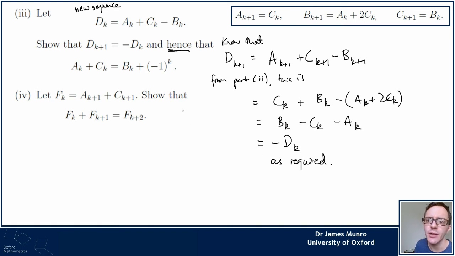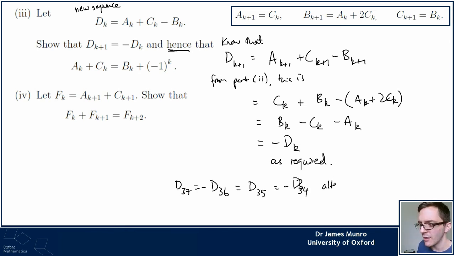To check that we've understood this fact about d_{k+1} being minus d_k. So, for example, d37 is going to be minus d36. It's going to be minus is plus. d35 is going to be minus d34. So this kind of alternating signs thing feels like it's coming out of all these minus signs together.